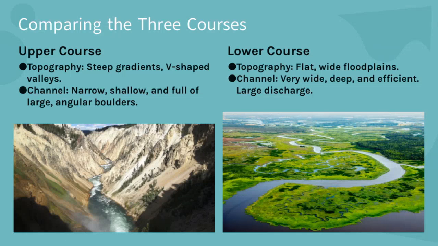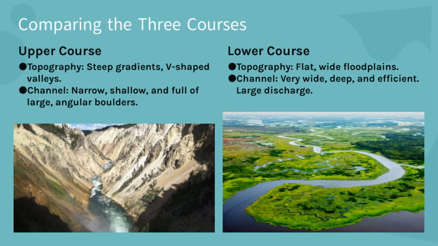A river is usually divided into 3 sections: the upper course, middle course, and lower course. The upper course is near the source. Here, the gradient is steep. The river often flows through V-shaped valleys. The channel is narrow and shallow. It may contain large, angular boulders because material has not yet traveled far enough to become rounded. The main process in the upper course is often vertical erosion, where the river cuts down into the landscape.